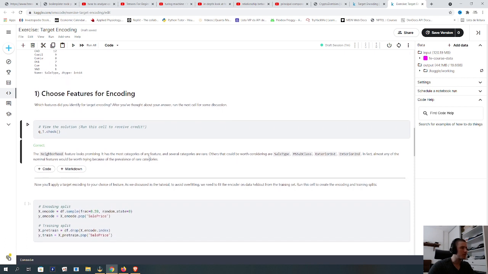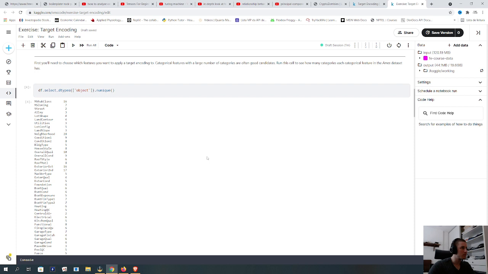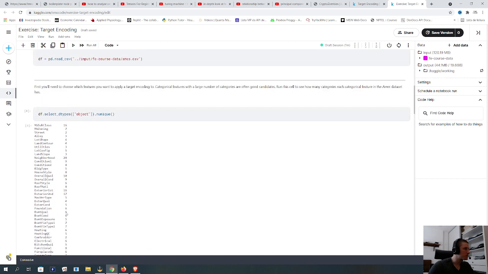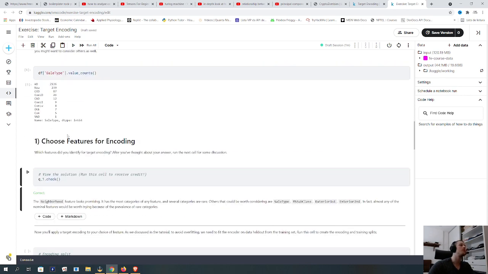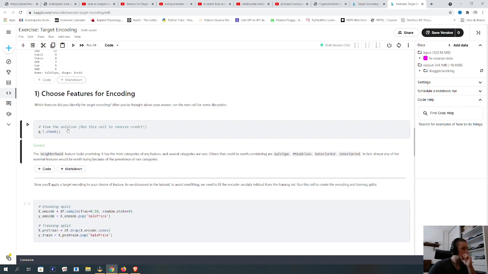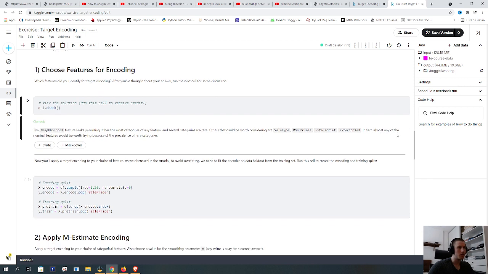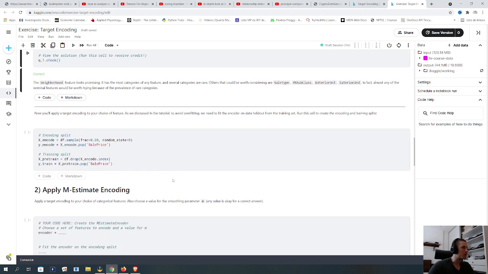It has the most categories of any feature. Several categories are rare. So I guess it's on this list here. If it was sorted, it would be easier. But here, Neighborhood, 28. So it's pretty much based on how many different categories the column has. The more, the better. Others that could be considered is, in fact, almost any of the nominal features would be worth trying because of the prevalence of rare categories.